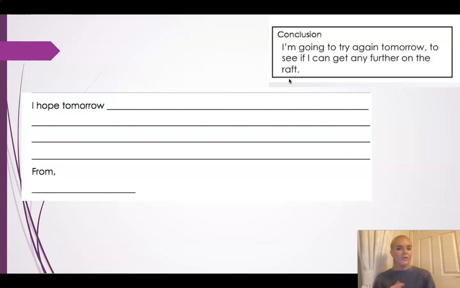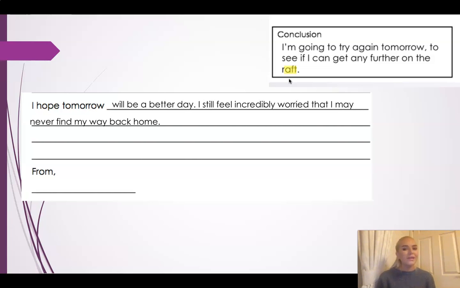So I'm going to say, well, I'm thinking, how do I feel? Well, I hope tomorrow will be a better day. I still feel, so those thoughts and feelings, incredibly worried that I may never find my way back home. So I've got some thoughts and feelings in there now. Despite me being worried that I might never find my way back home, what am I going to do tomorrow to try and help that?